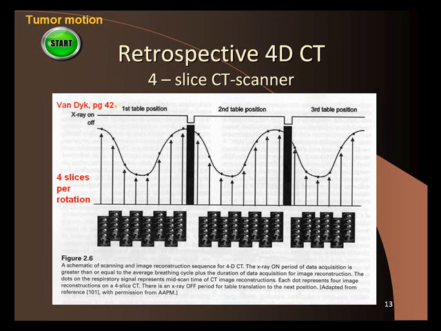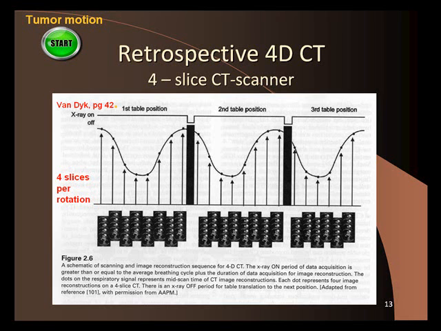This is the patient's breathing cycle. The tumor is up here, and then it comes down, and it goes back up. First table position means the table's set in one position. Then the tube spins around the patient, and as it does one rotation, it grabs 4 slices, because it's a 4-slice detector. If the scanner is set to a slice thickness of 2 millimeters, how thick a scan is it getting? 8 millimeters, about a cm.